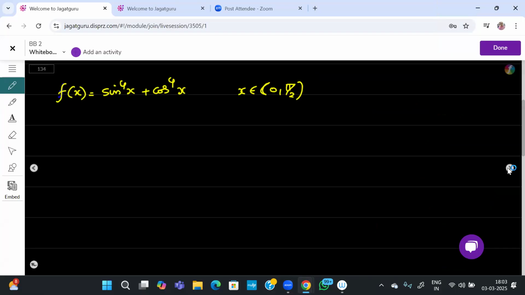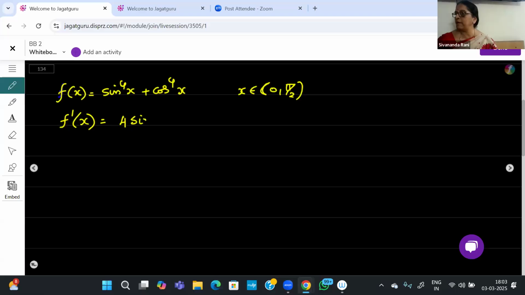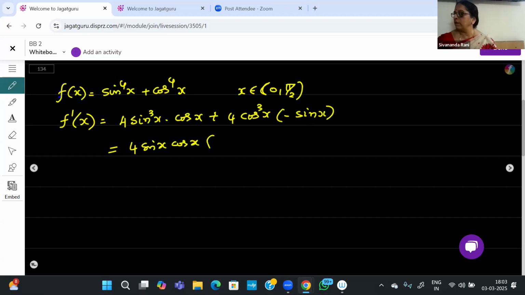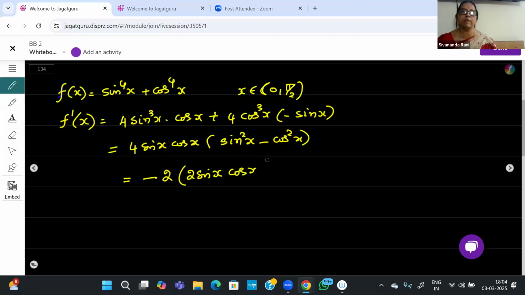Yes, ma'am. The f dash of x will be 4 sine cube into derivative of sine plus 4 cos cube into derivative of cos. But we can take 4 sine x cos x out. See if you did this. Could you get this? You can write this as minus of, I'm taking minus out, sine square x minus cos square, which will become cos square minus sine square.